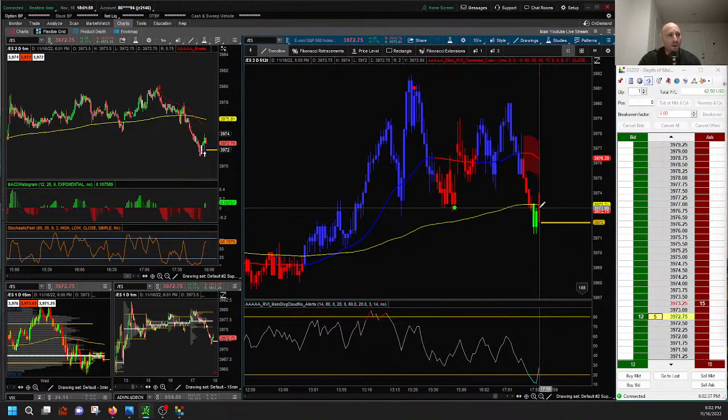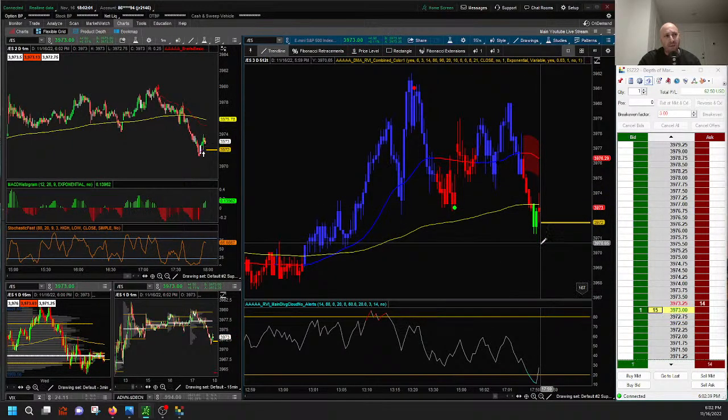So here we're now red. If we now start to make new lows with the red, I will definitely be stalking it for a waterfall if we start to make new lows.